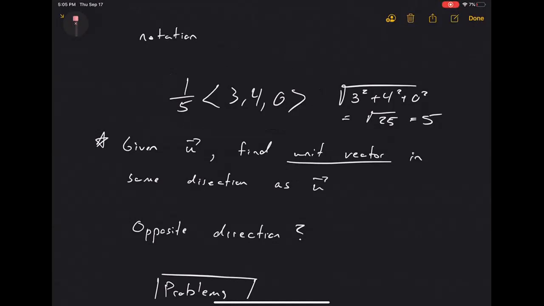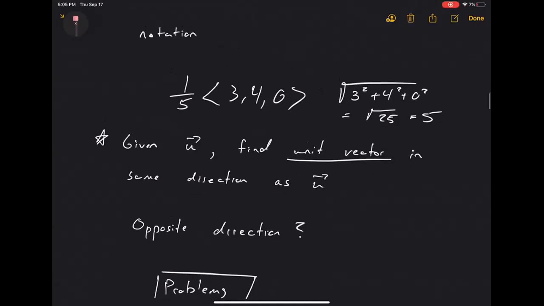What if I wanted the unit vector pointing in the opposite direction? Well, I would find the unit vector and then multiply by -1. If I multiply a vector by -1, it just points it in the opposite direction. So if I start with u pointing this way, negative u is the same length, same orientation, but pointing in the opposite direction.